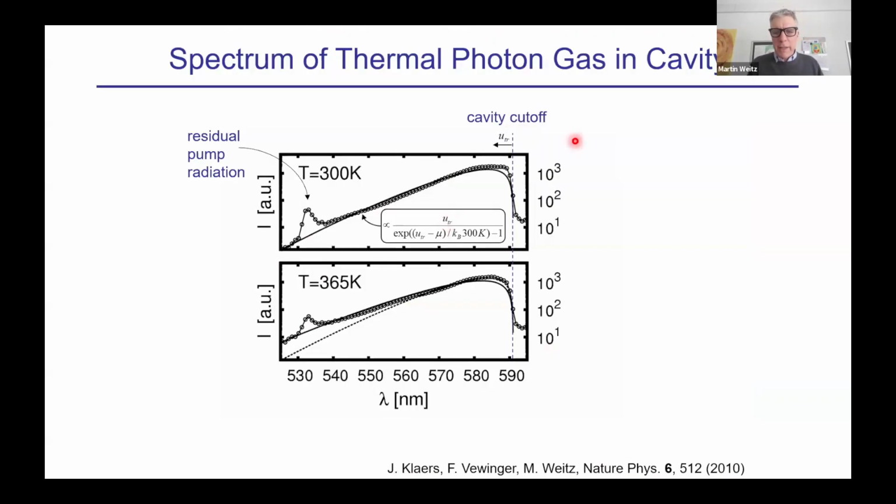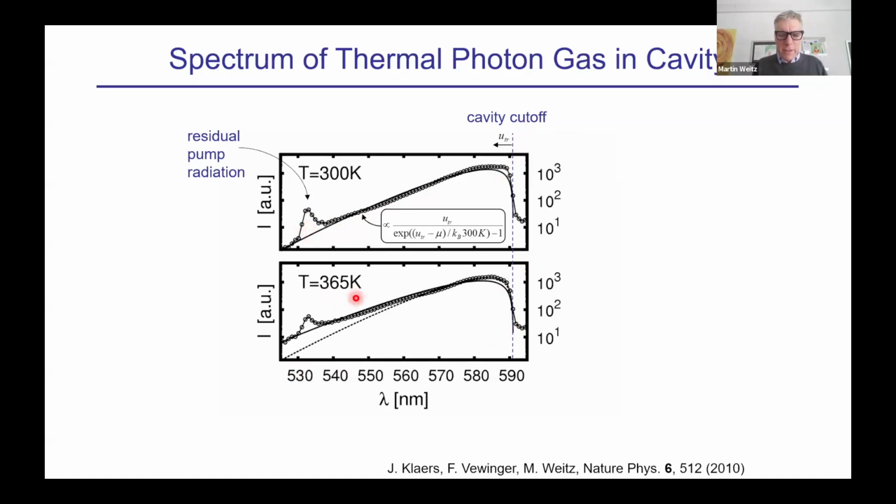This is now experimental data, first in the regime much below the onset of BEC, to probe whether we have thermalization. Here's the cavity low frequency cutoff, and to the left, it's lower wavelengths, that is higher photon energy. And on top, you see experimental data recorded at room temperature. And you see that the data fits quite well to a thermal distribution. That's basically a Boltzmann distribution. And the largest deviation is the peak here at 532, which is from residual pump radiation.